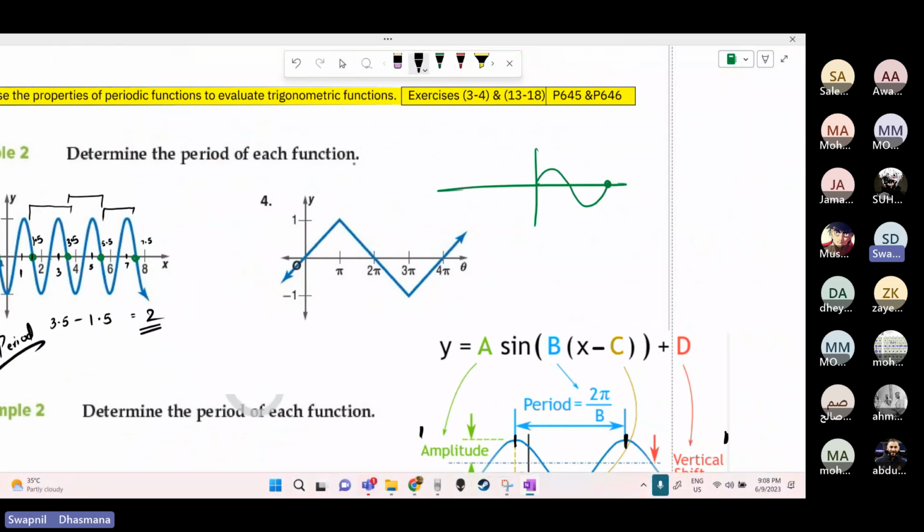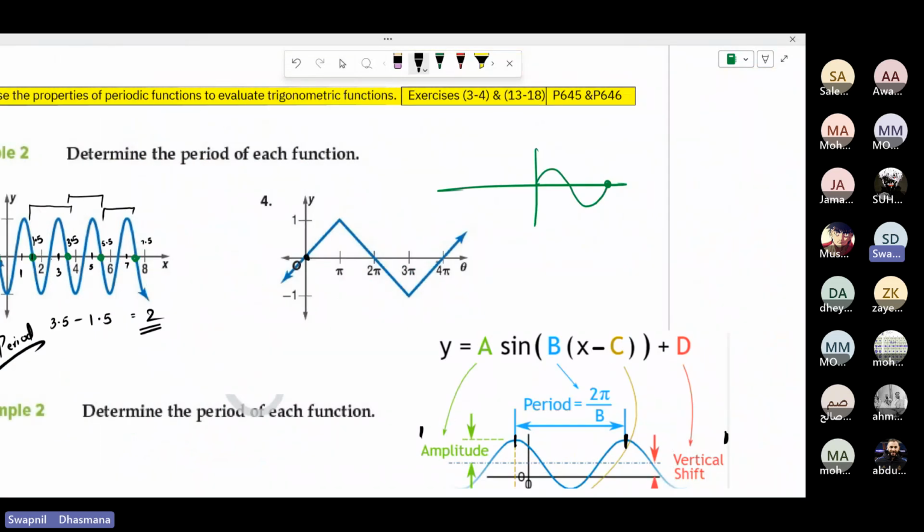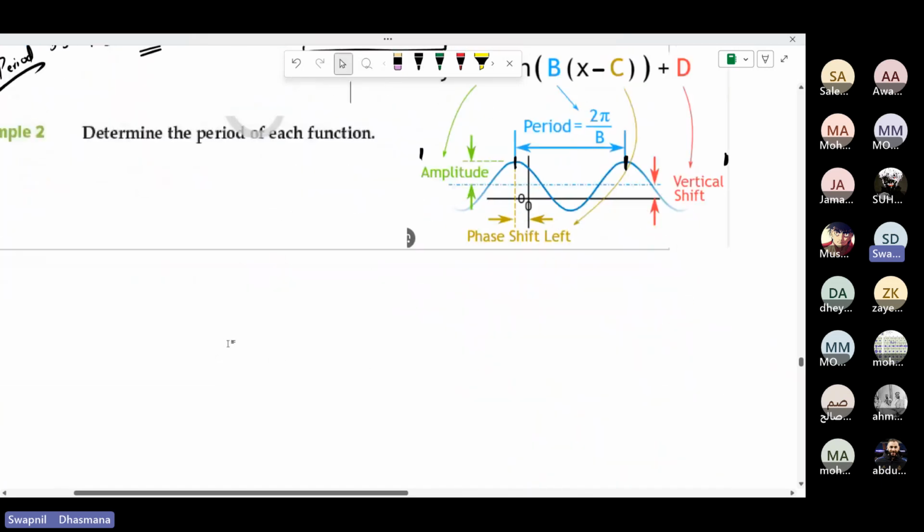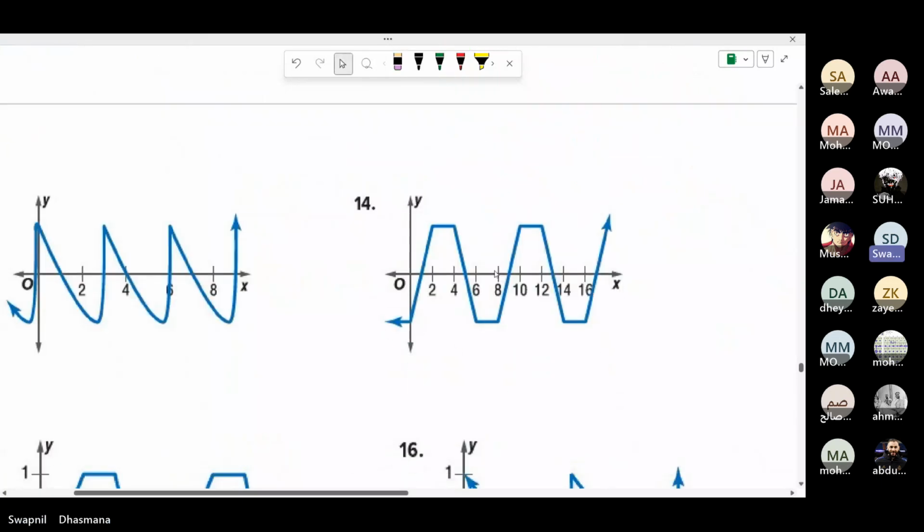What is the period of this one? That one is pretty simple, from 0 to 4 pi, from here to here, 4 pi. So when the graph is given, it's pretty simple, easy. But like this one, what is the period? I'm not going to solve all of them, but I'll just show you this to this.